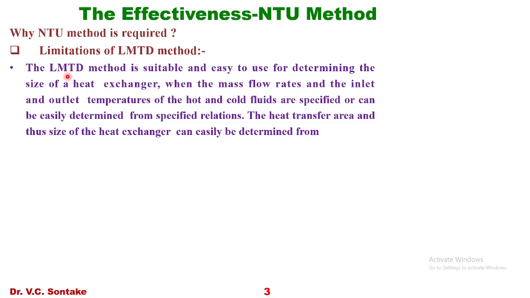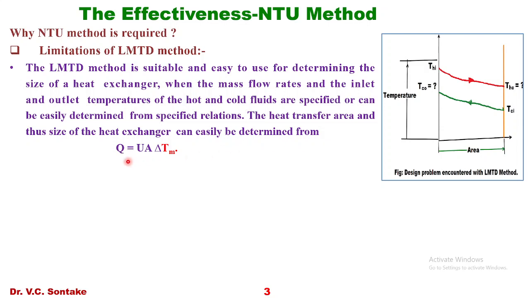The LMTD method to analyze the performance of heat exchanger or to design it is suitable and easy to use for determining the size of a heat exchanger when the mass flow rates and the inlet and outlet temperatures of the hot and cold fluids are specified or can be easily determined from specified relations. The heat transfer area and thus the size of the heat exchanger can easily be determined from the expression Q is equal to U into A into delta Tm.